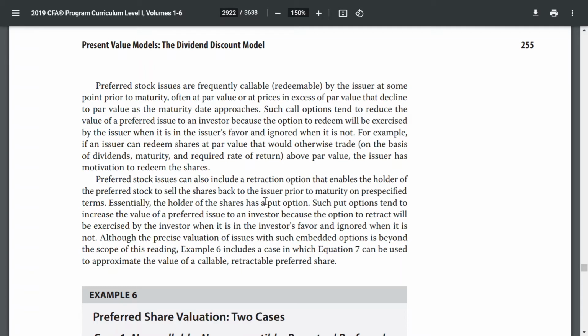Preferred stock issues can also include a retraction option to enable the holder of the preferred stock to sell the shares back to the issuer prior to maturity.